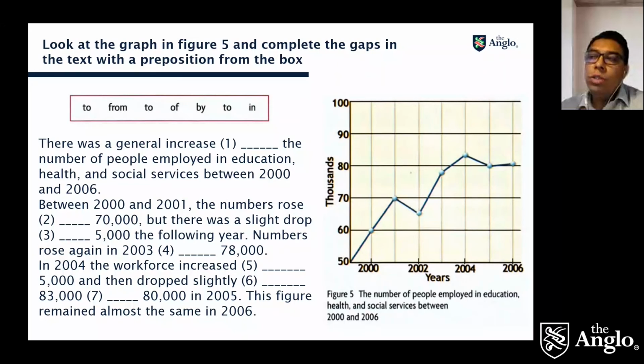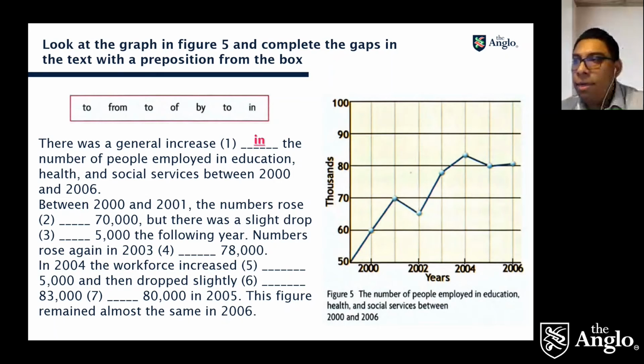So which one do you think is the first one? There was a general increase. Which is the preposition that we normally use with the verb increase? From the ones in the box, do we say increase from, do you think? Increase of? Yes. So the first one is, there was a general increase in the number of people. Okay, so normally for you to know also these dependent prepositions: increase in the number of people employed in education, health, social services. Between 2000 and 2001, the numbers rose.